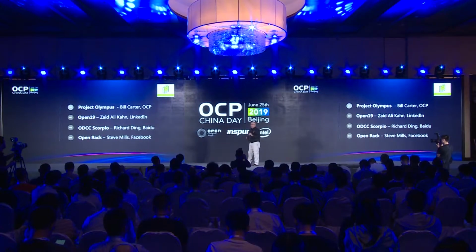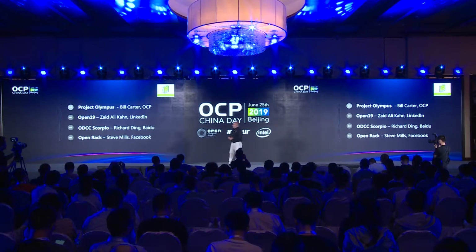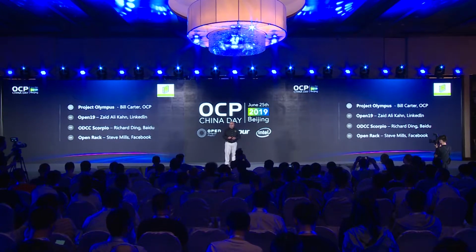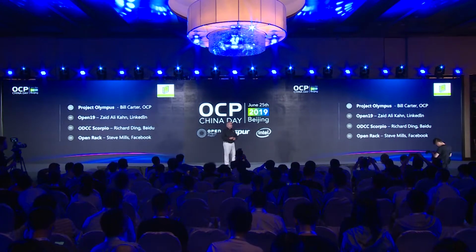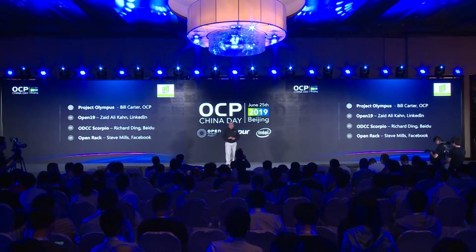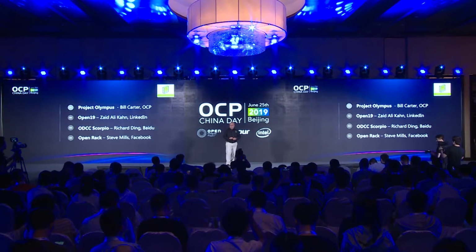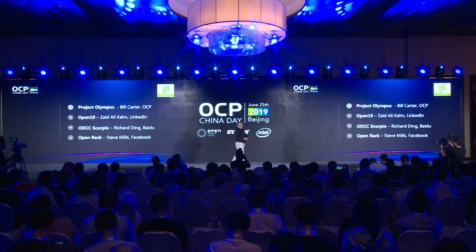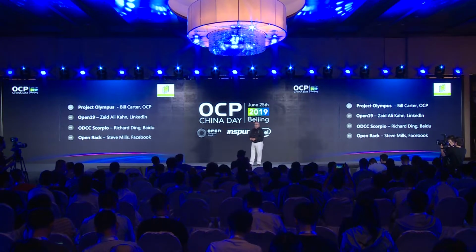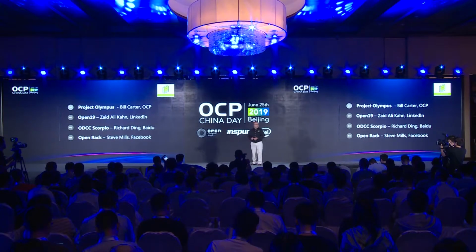So like I said, there are 4 different rack designs today. Project Olympus was a design that Microsoft did 3 or 4 years ago. They've contributed that to Open Compute. There's the Open 19 design that was done in parallel by the engineering team at LinkedIn, and I'm going to have Zaid come up and talk about the Open 19 design. We also had the very familiar ODCC Scorpio project that most of you are familiar with, and Richard's agreed to come speak on that project.